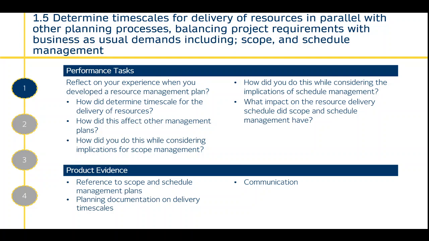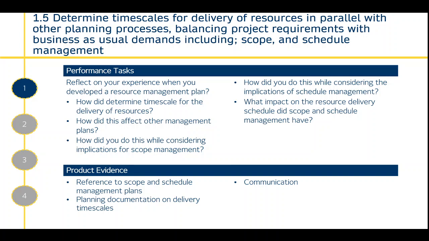So 1.5 is all about you evidencing that you have analysed when you need the resource and you've tied that into your schedule plan. So reflect on your experience when you have developed the resource management plan. How did you determine the timescales for the delivery of resources? How did this affect other management plans? How did you do this while considering the implications for scope management? And how did you do this while considering the implications for schedule management? What impact on resource delivery schedule did scope and schedule management have?